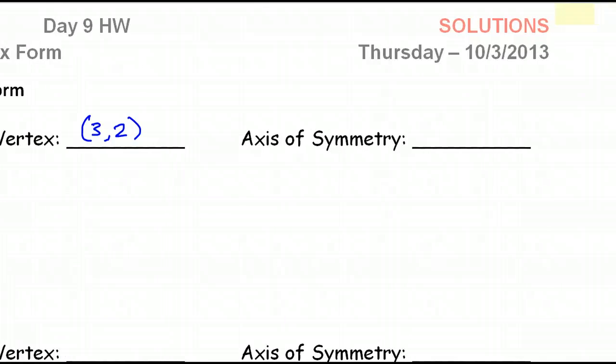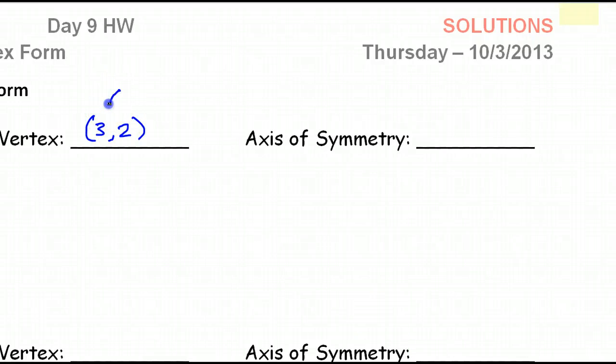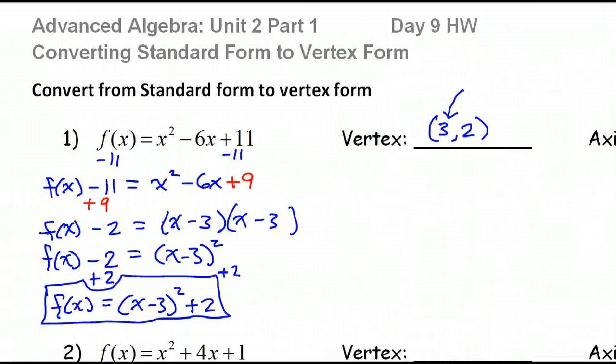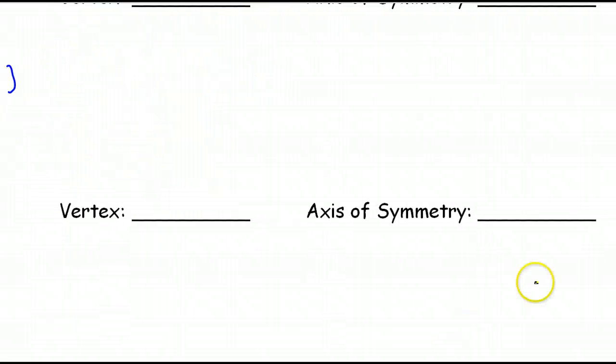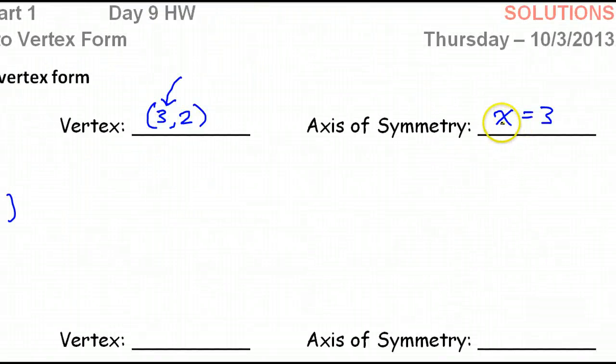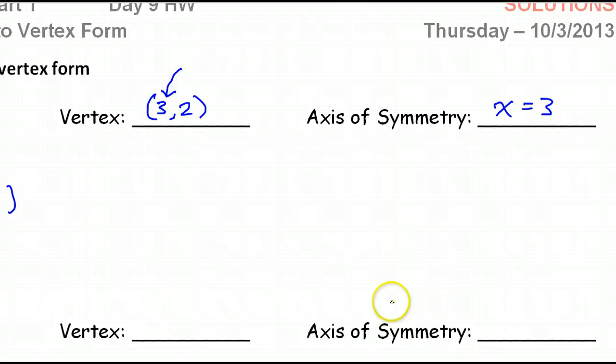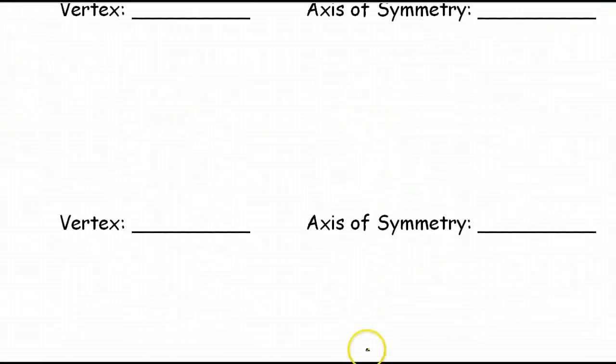Now, the axis of symmetry, we can know that by looking at the x value of the vertex. The axis of symmetry will be x equals 3. All right? On a graph, that would be a vertical line at 3. Okay. When you write your axis of symmetry, please make sure you put x equals 3. Don't just put 3. All right, moving on. Let's look at number 2.